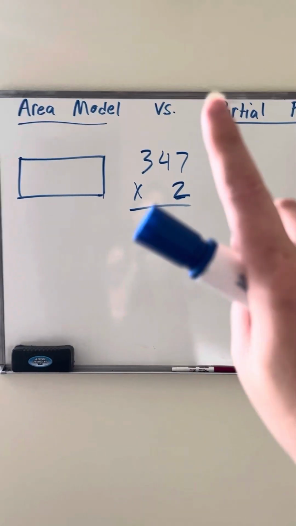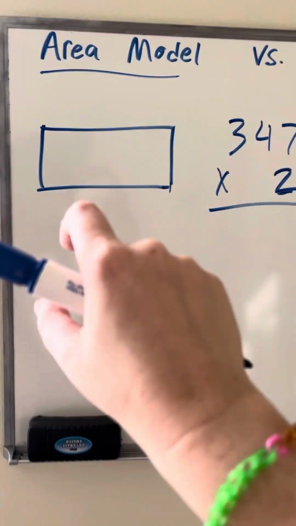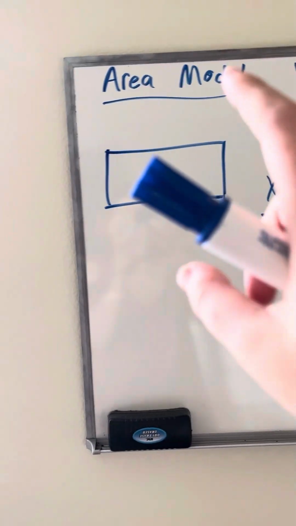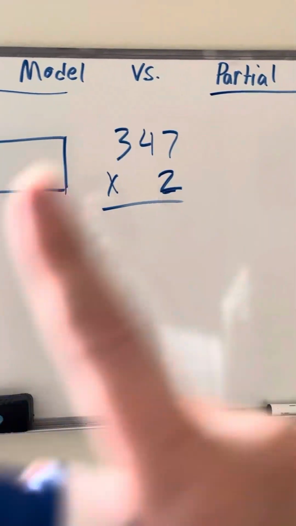Okay, so for example, we are going to start with the area model because I feel this one is slightly simpler to explain than partial products. Now, just to be clear, the area model and partial products are essentially the same thing.